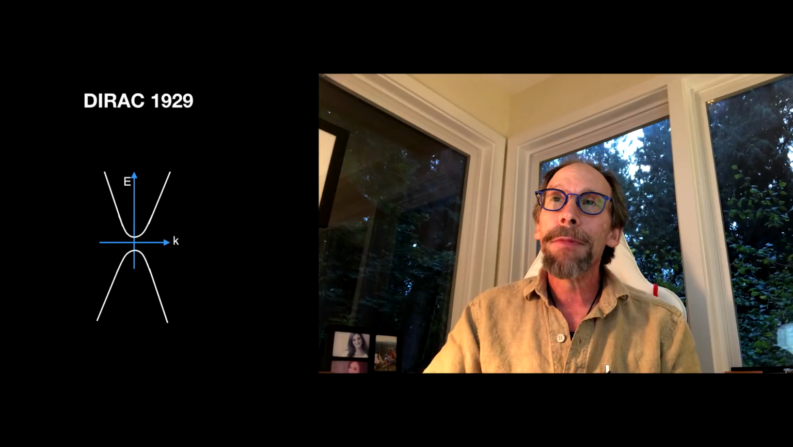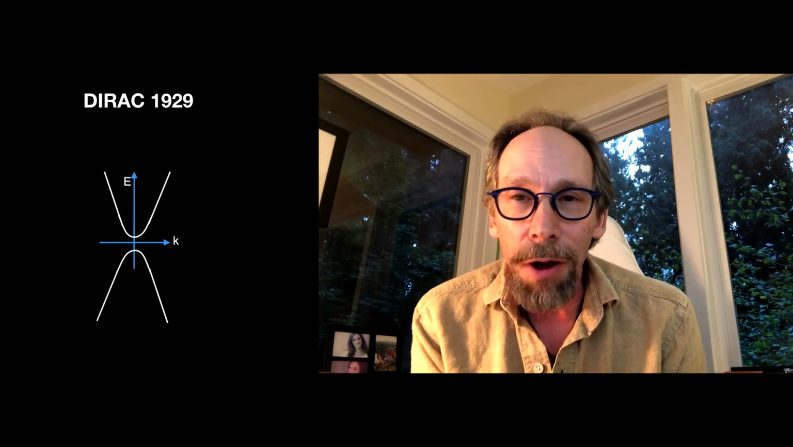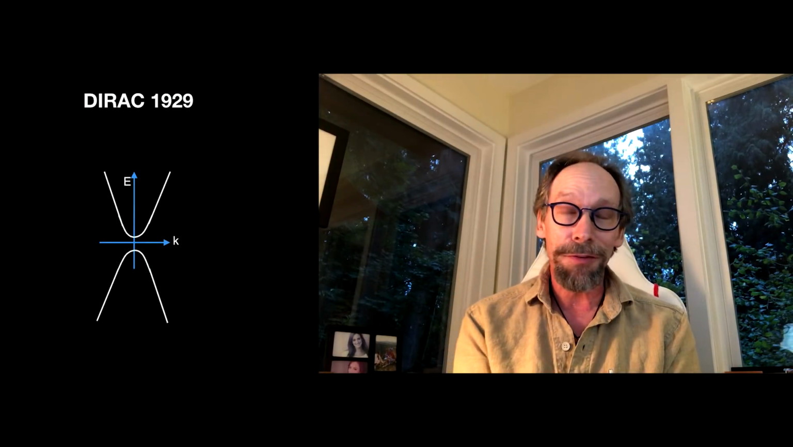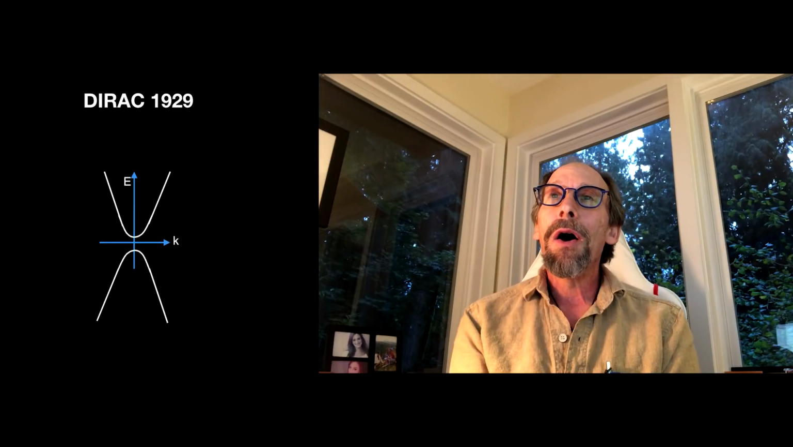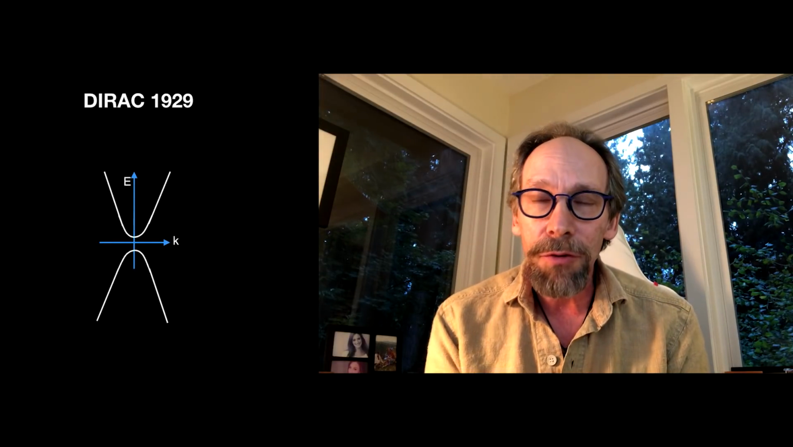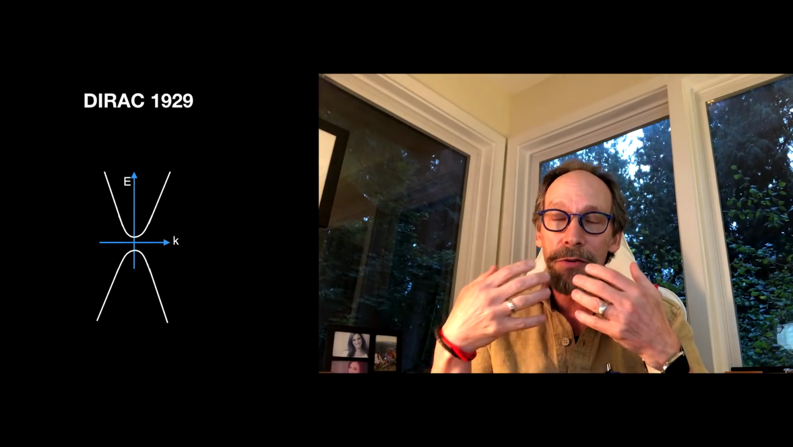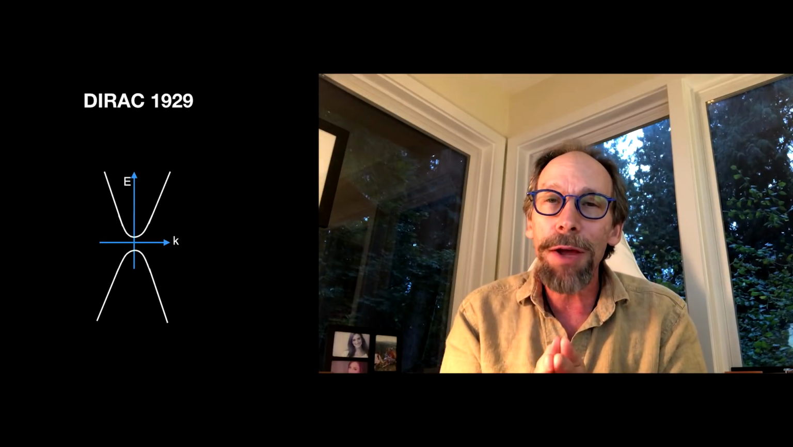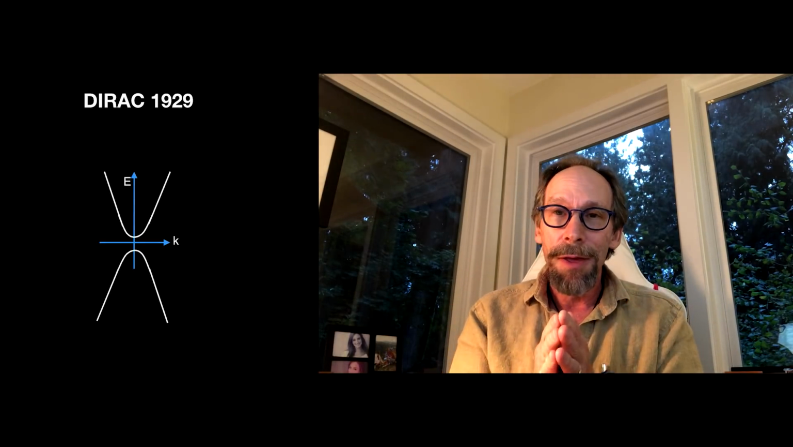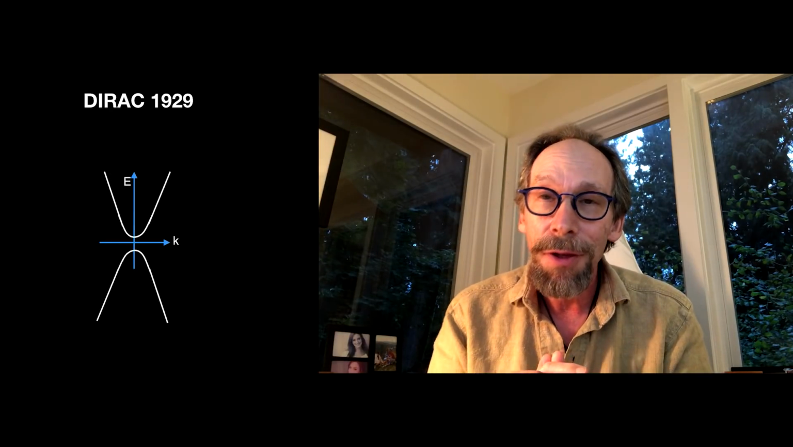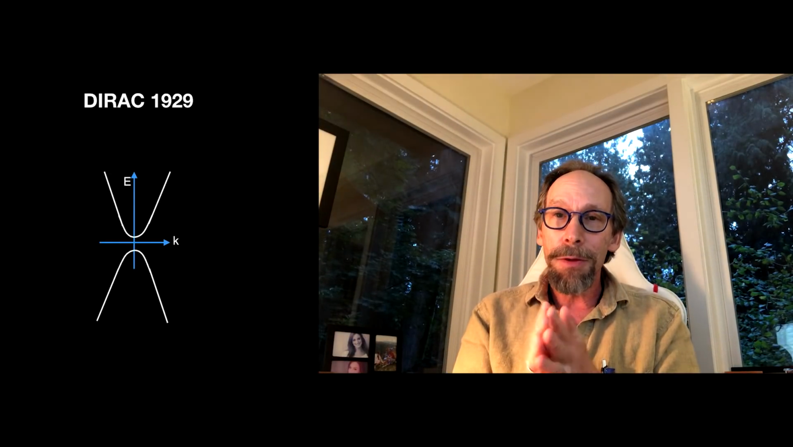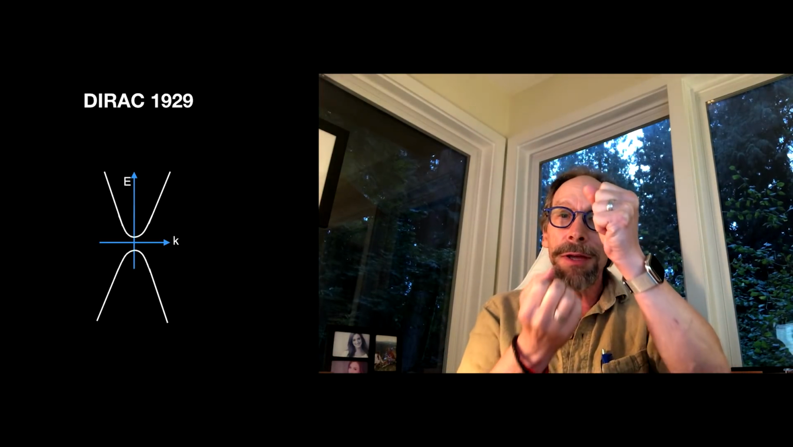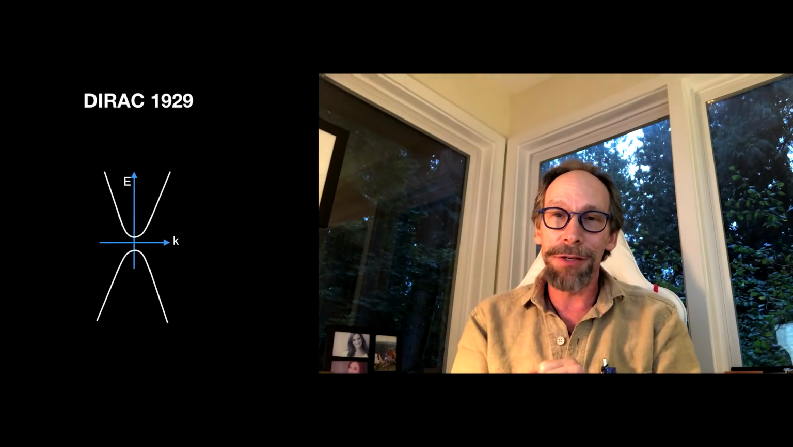Now, what happened in 1929 was a physicist by the name of Dirac, one of the greatest physicists of the 20th century, tried to understand the quantum mechanics of electrons in a relativistic sense, and he came up with an equation we now call the Dirac equation. And the Dirac equation was really strange because it suggested there were two sets of solutions: solutions of the Dirac equation with positive energy and solutions with negative energy.